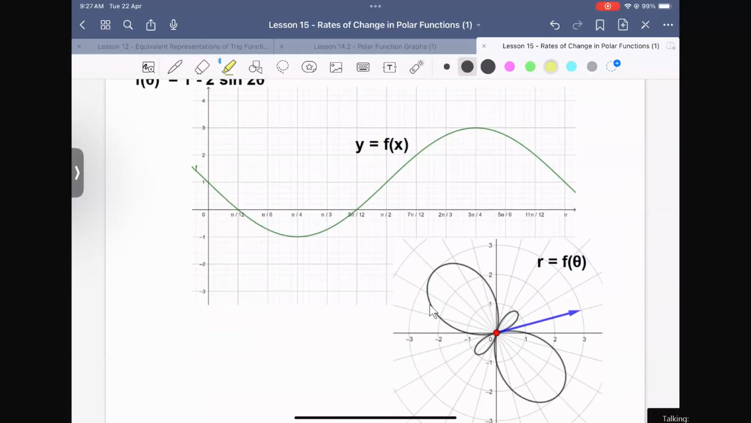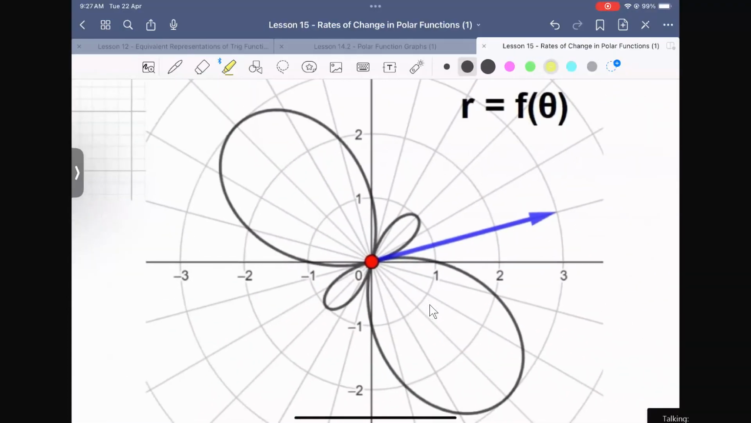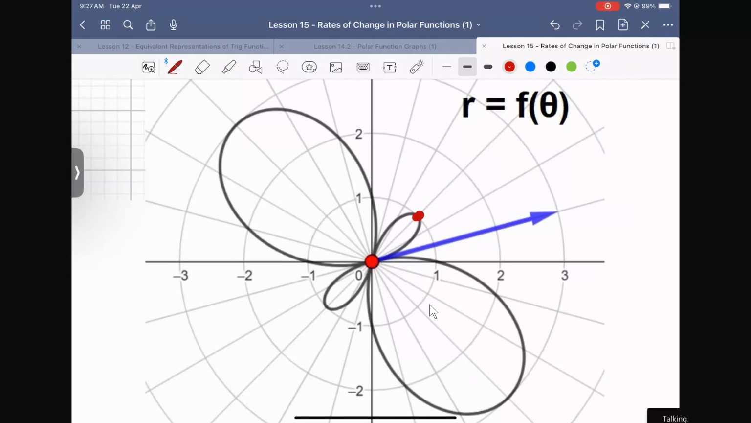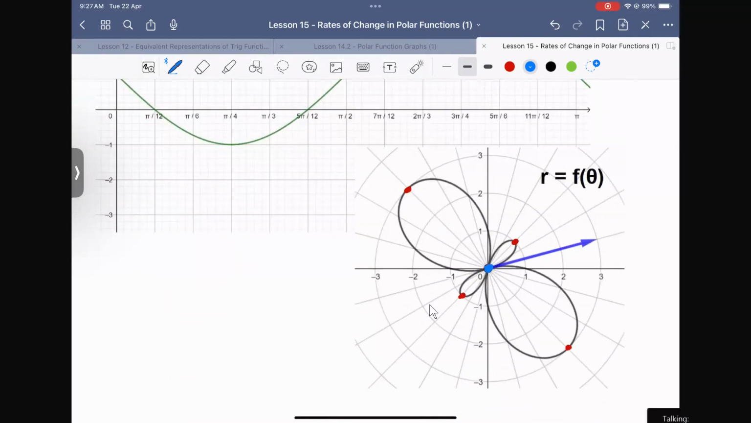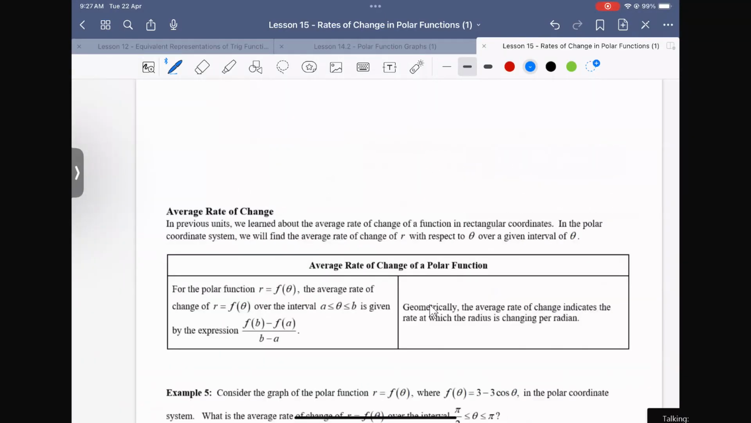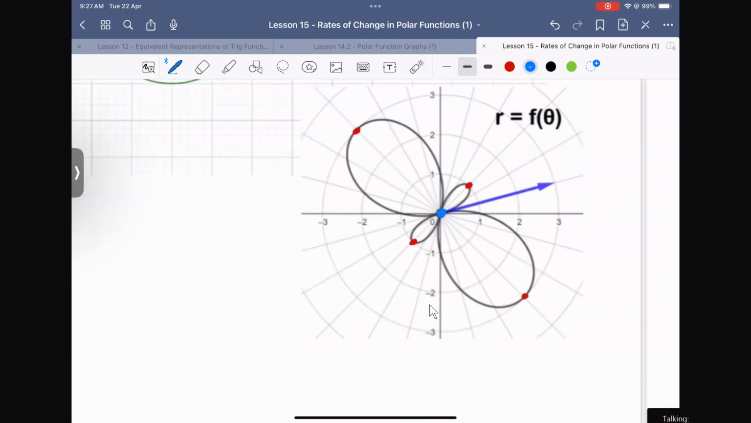So this is a polar graph. It has various relative extrema. It's going to have a maximum point here at this point. It's going to have a maximum here. It's going to have a maximum here. It's going to have a maximum here. It's going to have several minimum points here when the distance between the curve and the origin is 0. So those are the maximum and minimum.